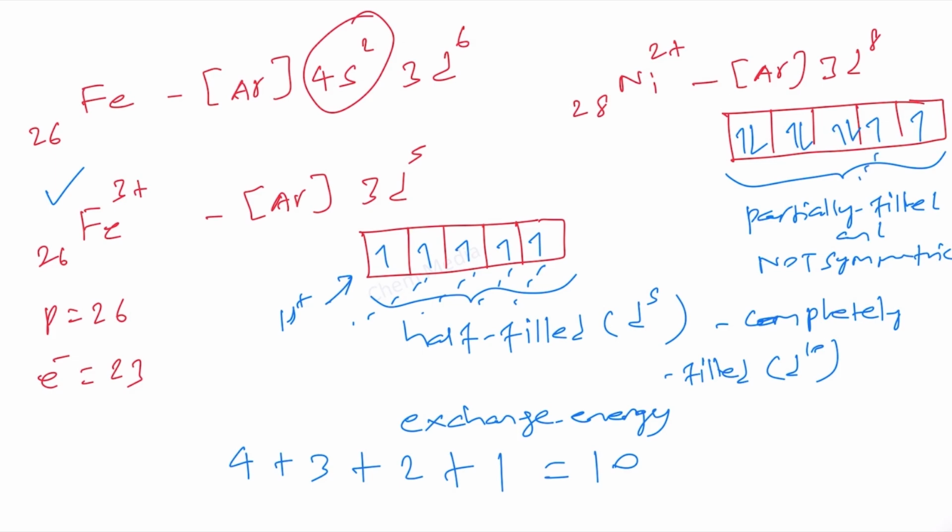Instead of going here, it can go here because this is already paired up. So therefore, only 1 exchange is possible here. But for Fe3+, 10 different exchanges are possible. Therefore, Fe3+ is more stable than Ni2+.